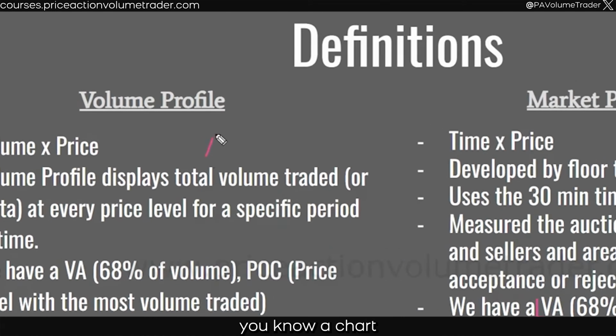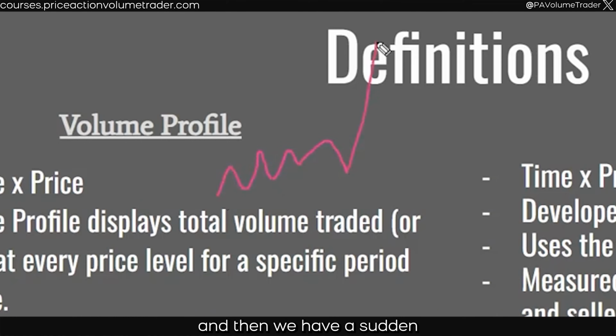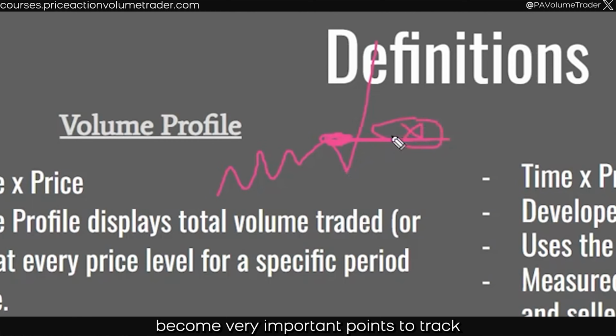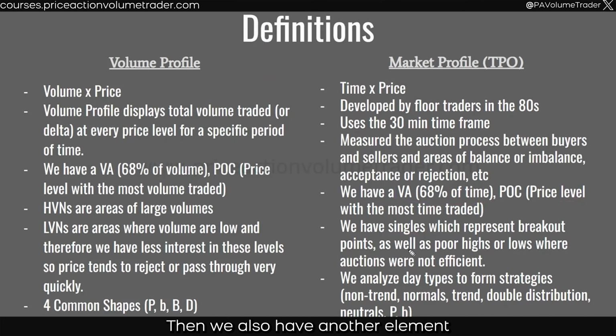When you have a chart that's like this, and then we have a sudden push up with very little volumes, a very illiquid move, usually you're going to have a single right here at the release point where price just took off from there. So these are going to become very important points to track, not only for targets, but as possible entry areas on pullbacks. Then we also have another element that we call poor highs or lows, which is where auctions were not efficient.